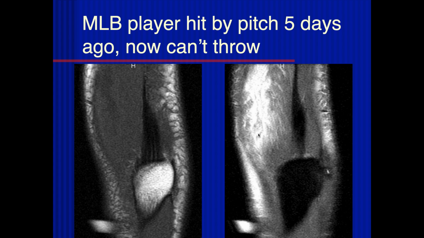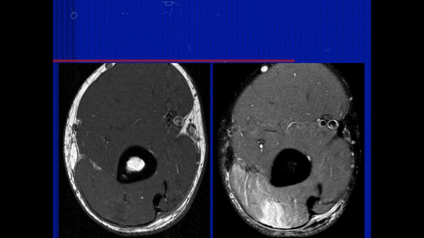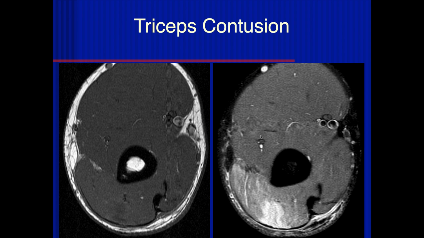All right. So hit by a pitch 5 days ago, now he's unable to throw, and they did place an overlying soft tissue marker. There's a lot of edema in that triceps muscle. It looks like at least a partial thickness tear of the triceps muscle or grade 2 injury and some hemorrhage. This was just a contusion. But it was very painful. But he was actually back playing about a week later. But it was painful at the time.